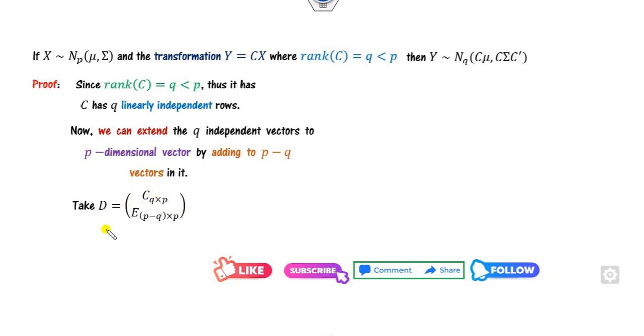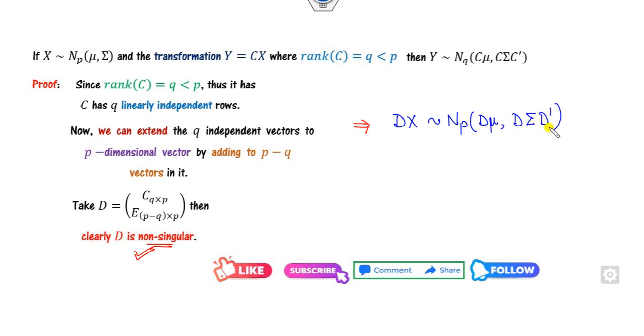Now clearly, what is the determinant of this? It is non-zero because they are linearly independent. So therefore this capital D is non-singular. So once capital D is non-singular, by using the previous result, what is the distribution of DX? What is the rank of this, P? This has mean D of mu, and it will be here. Fine. So once D is non-singular, then by the previous result you can derive this result. Now what is my D of X?